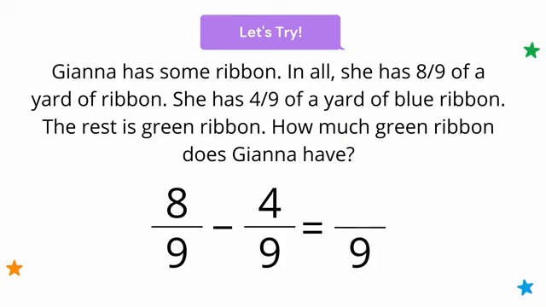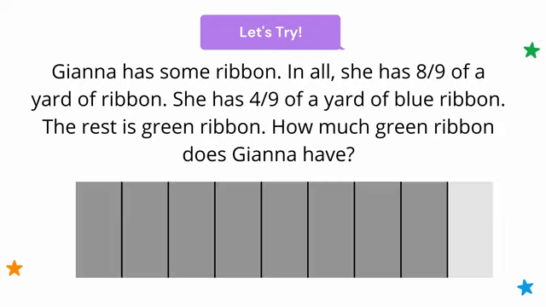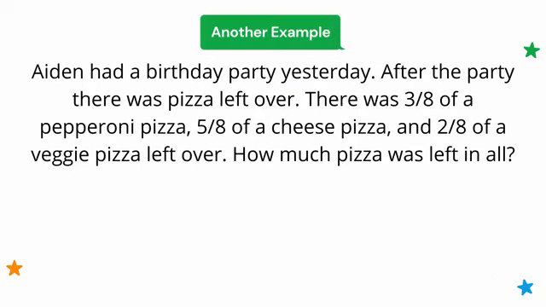When we subtract fractions with common denominators, the denominator of our answer will be the same as the denominator of the numbers we're subtracting. Next, we subtract the numerators. 8 minus 4 equals 4. Gianna has 4/9 yards of green ribbon. Looking at this model, I can see how I start with a total, 8 out of 9 pieces, make 4 of those pieces blue to show the blue ribbon, and I'm left with 4 out of 9 pieces that are green.